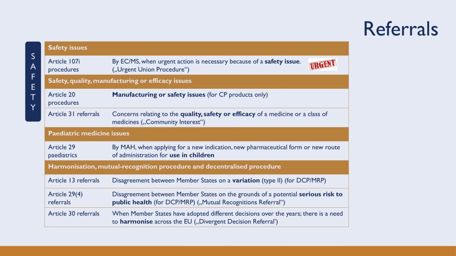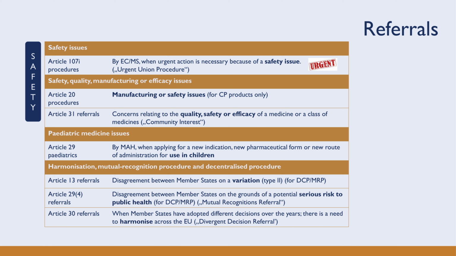Referrals. Different types of referrals address various safety and regulatory concerns. Article 107i procedures, known as urgent union procedures, are initiated by the European Commission or member states when urgent action is needed due to safety issues. Article 20 procedures deal with manufacturing or safety issues specific to centralized procedure products. Article 31 referrals address concerns about the quality, safety, or efficacy of medicines.